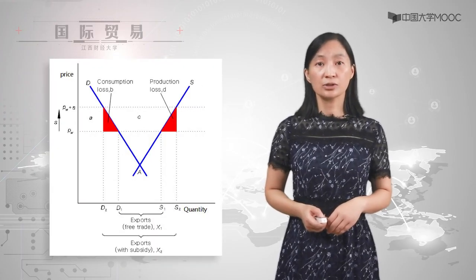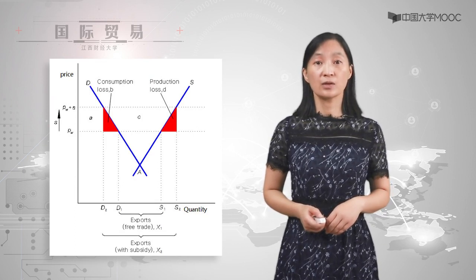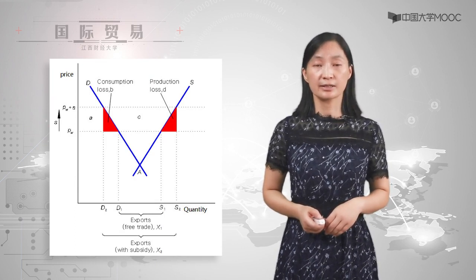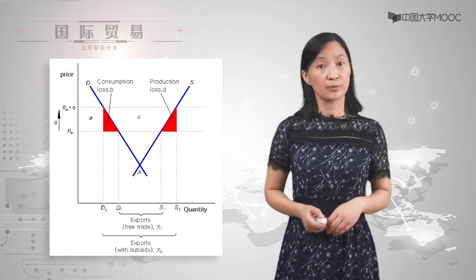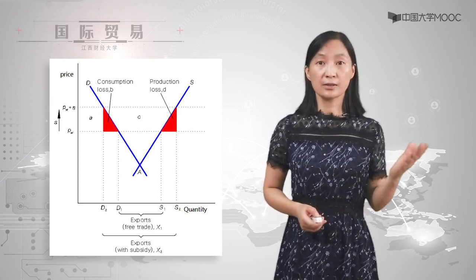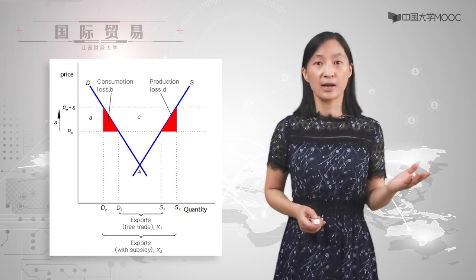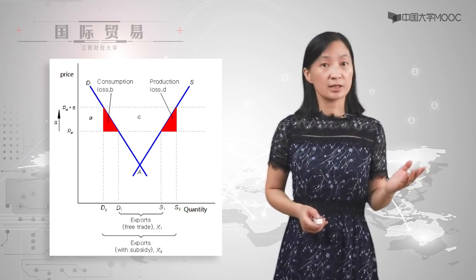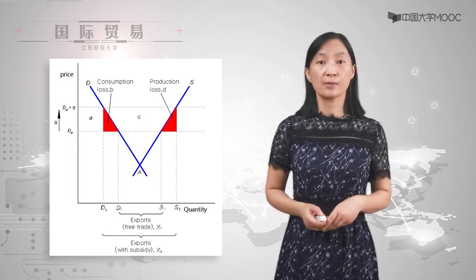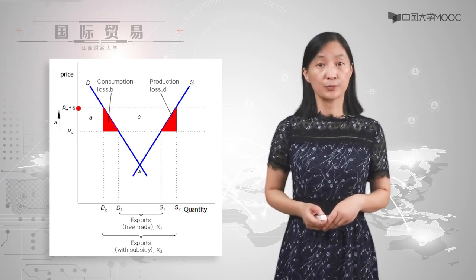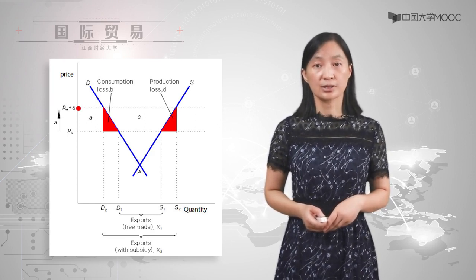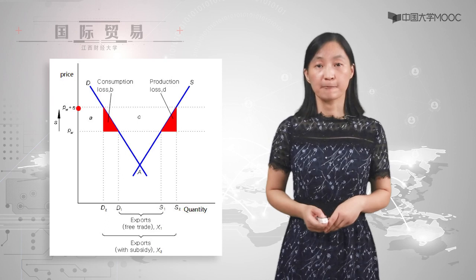Because they are allowed to export any amount they want at the subsidized price, the home firms will not accept a price less than PW plus S for their domestic sales. If the domestic price was less than PW plus S, the firm would just export all their sugar at the higher price. Thus, the domestic price for sugar must rise to PW plus S, so that it equals the export price received by home firms.